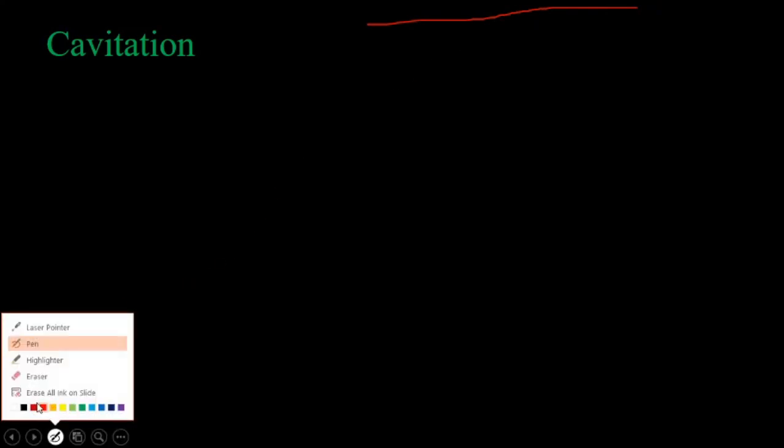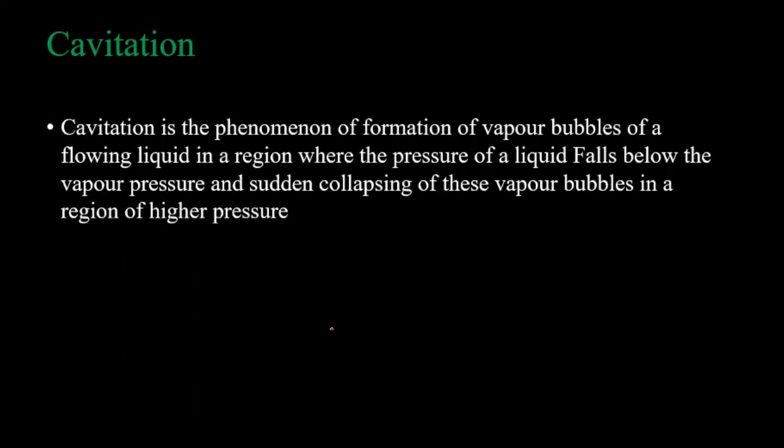I'll tell you the first definition. Cavitation is the phenomenon, a process of formation of what? Vapor bubbles of a flowing liquid in a region where the pressure of the liquid falls below the vapor pressure, and the sudden collapsing of these vapor bubbles in a region of higher pressure.